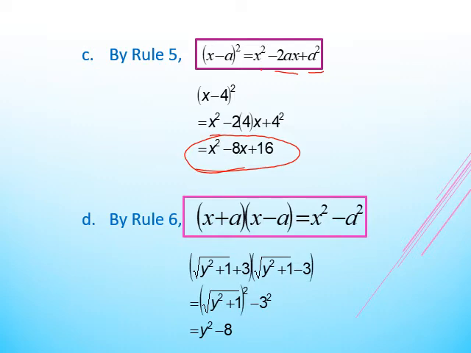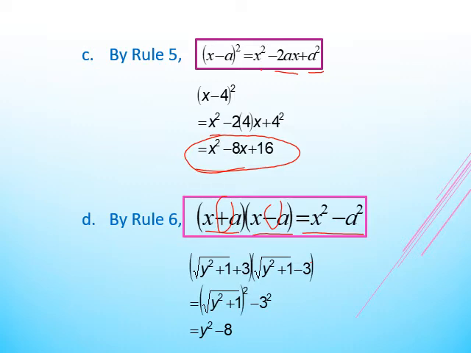Finally, in this slide, we will use rule 6, which is if we have the same values multiplied by each other, but only the sign is different, the value will be like this. I mean, if we have x plus a times x minus a, the result will be x squared minus a squared.